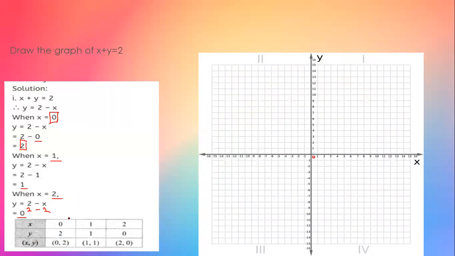Now, the first coordinates are 0, comma 2. Again, if you will see, one of the coordinates is 0. It means the point is on the axis. Now, here the x coordinate is 0. So, the point is on the y-axis. So, on the y-axis, can you see 2? See, it is here, right? Above 0. So, I am just marking this point over here.